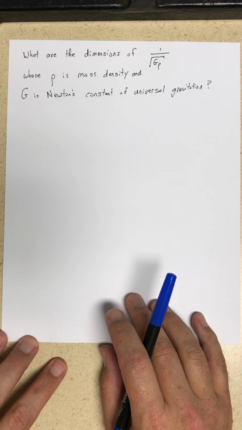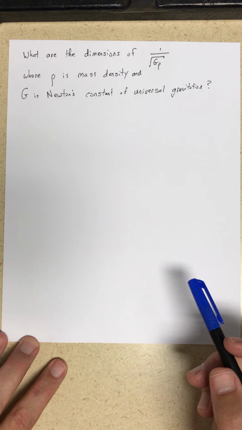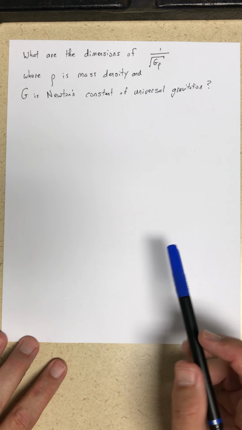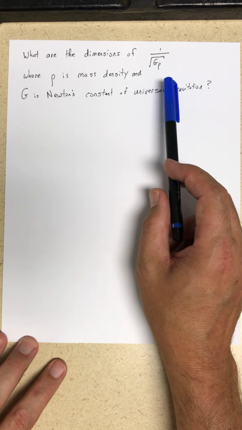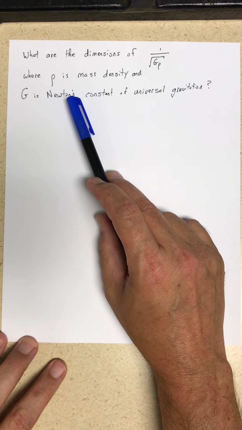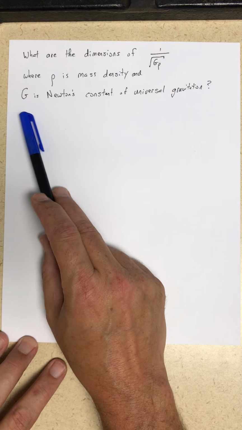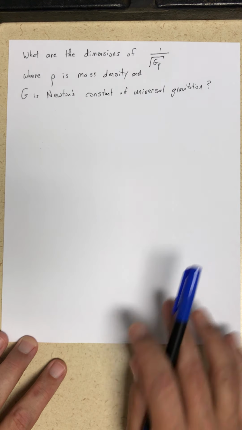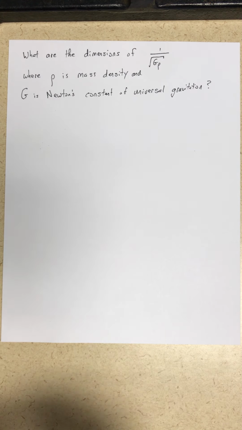Let's do an example of dimensional analysis. The task we've been set is to find the dimensions of this quantity, 1 over the square root of G rho. Rho is mass density, and capital G is Newton's constant of universal gravitation.